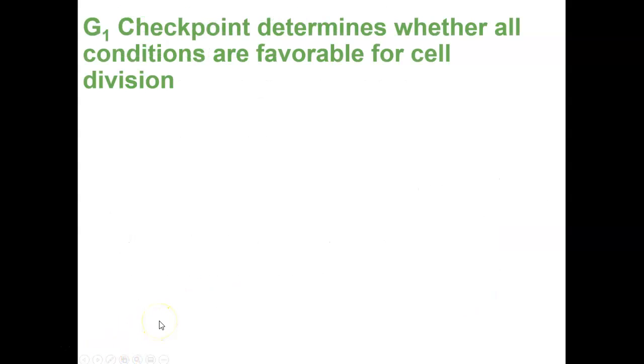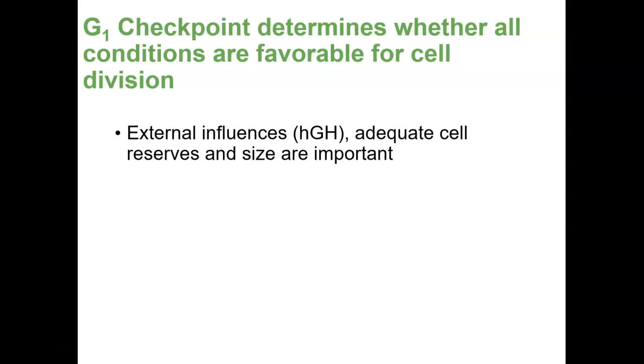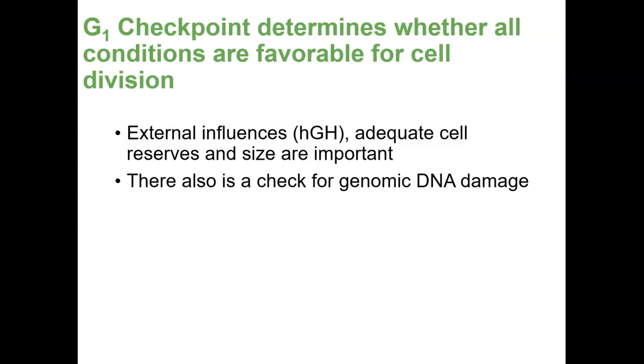So here we have checkpoint 1 at G1. So the important thing about this checkpoint, we're going to determine whether all the conditions are right for this cell to go through cell division. So external things like growth hormone, adequate cell reserves and nutrition, and the size of the cell, these are really important for making sure that the cell is ready to go all the way through mitosis.